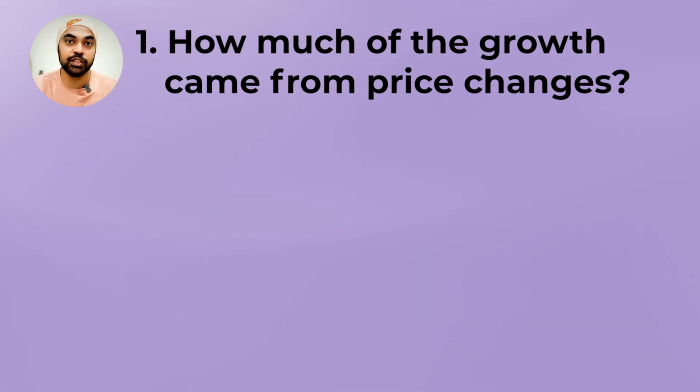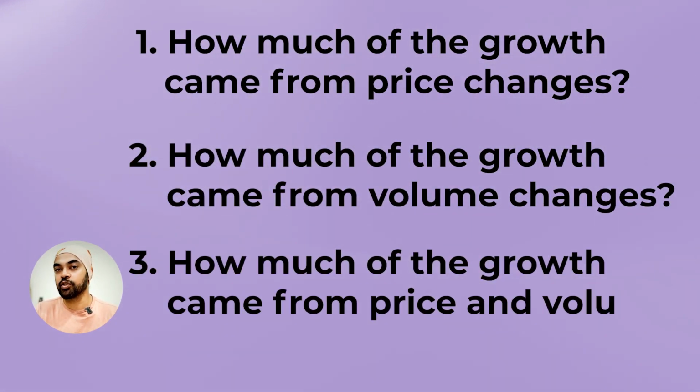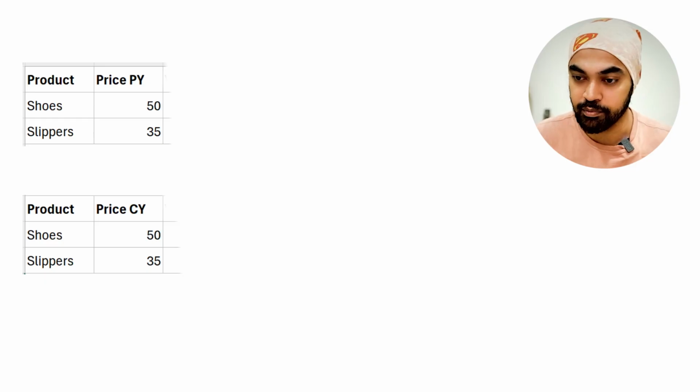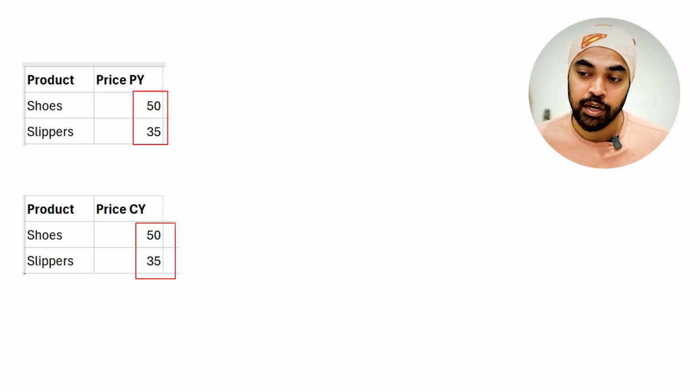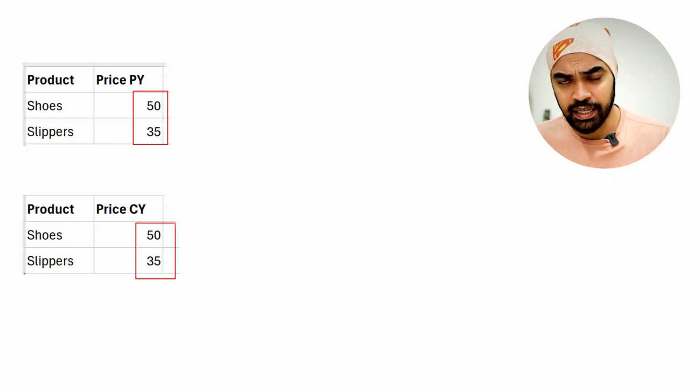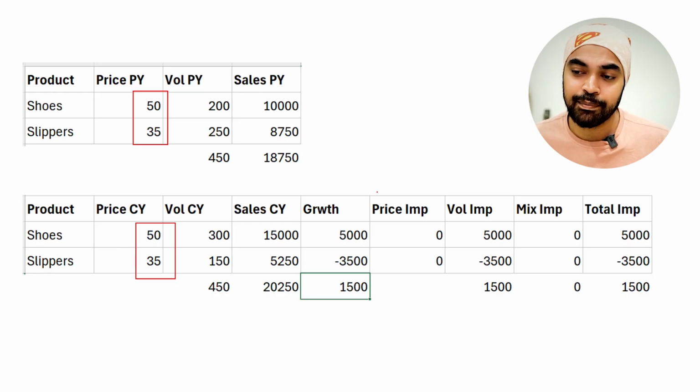Now comes the same question. How much of this growth came from price changes? How much of this growth came from volume changes? And how much of this growth came from mix changes, price and volume both? Now if you take a look, the prices of both the products actually remained the same. So none of the growth actually came from price changes because we did not even change the price of the products. Therefore, the price impact is zero.